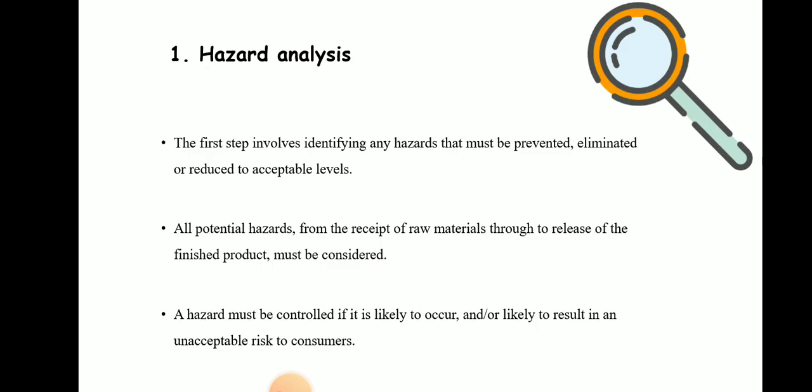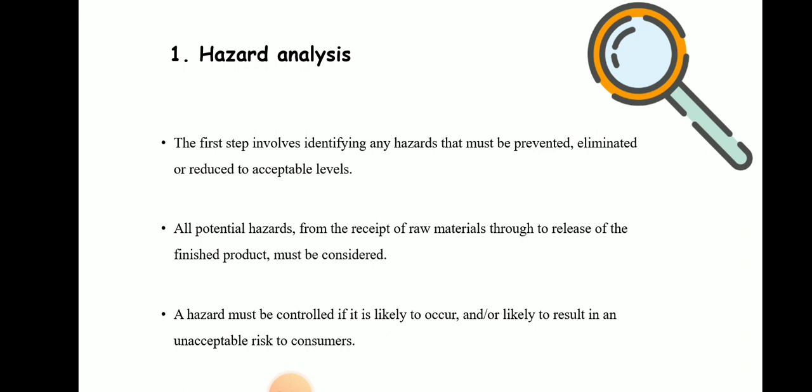The first principle of HACCP is hazard analysis. The first step involves identifying any hazards that must be prevented, eliminated or reduced to acceptable levels. All the potential hazards from the receipt of the raw materials through to the release of the finished products must be considered. A hazard must be controlled if it is likely to occur or likely to result in an unacceptable risk to consumers.